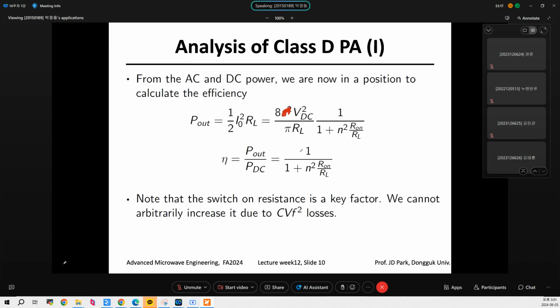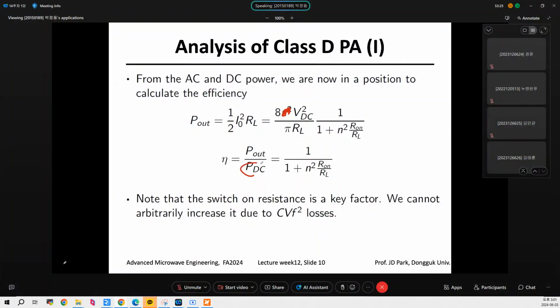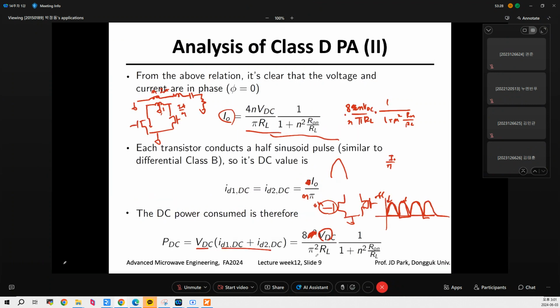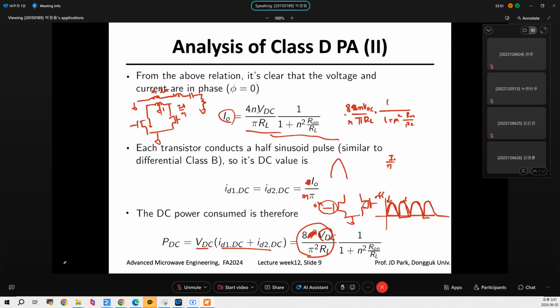So eventually P out minus PDC, right? What is PDC? That we calculated this, right? And the result is the same, right? We just neglect this. But number two, I is strange. I is here, why is it like this? This is wrong.